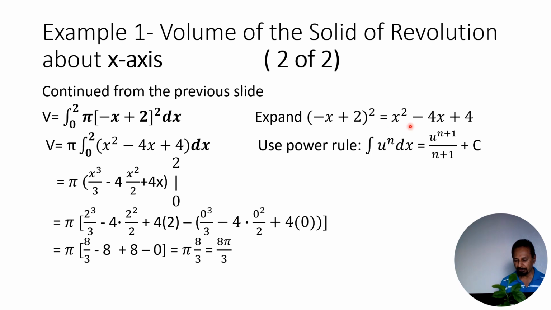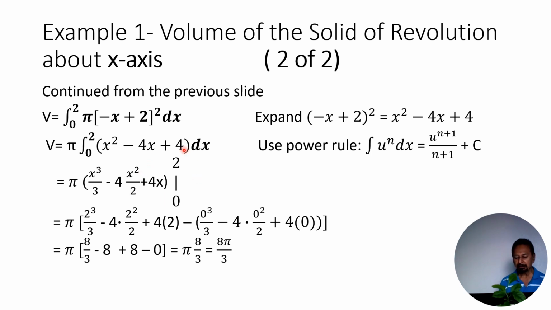So it becomes the square of negative x, that is x squared, and then you multiply and double it to give you negative 4x, and 2 squared, which is 4. So replace this, and the integral becomes pi times the integral from 0 to 2 of x squared minus 4x plus 4. Then you have to use the power rule of integration. When you apply the power rule, you do not have to write the integral symbol. So you write pi, and this becomes x to the 2 plus 1, x cubed over 3, minus 4x to the power 1 plus 1, x squared over 2.